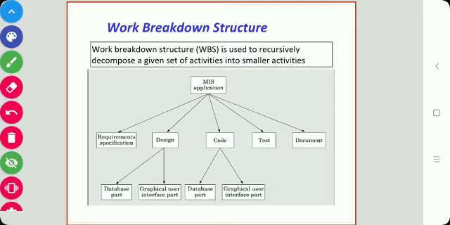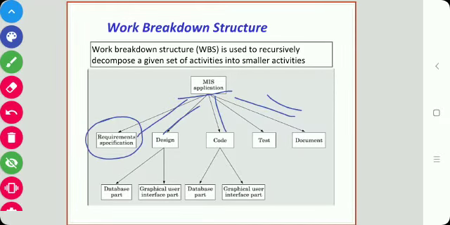For this purpose, the root of the tree is labeled by the problem name, and each node of this tree is broken down into smaller activities. So we can call them the children of the node. This tree is decomposed until the activities or sub-activities at the leaf nodes require approximately 2 weeks to develop. So, this is the work breakdown structure for an MIS application.